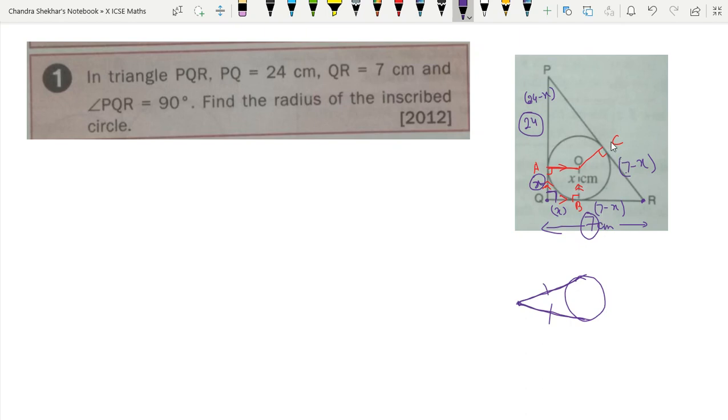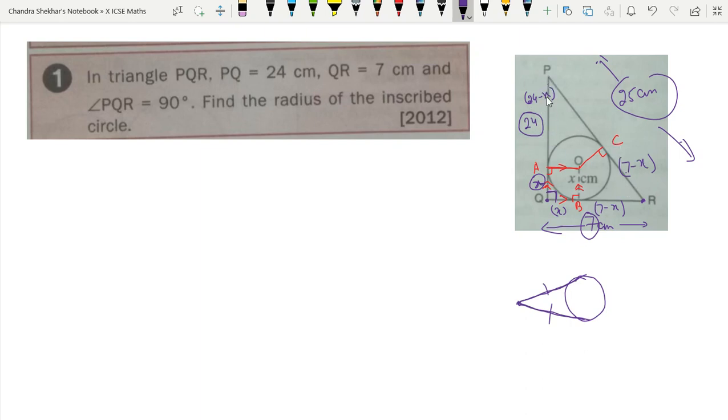How much is 24 square? Multiply 24 and 24, and whatever you get here, you can use the square method. Finally, if you solve it, you will get this length as 25 centimeter. PR will come to 25 centimeter. This entire length will come as 25 centimeter. Remember, what is this length now?